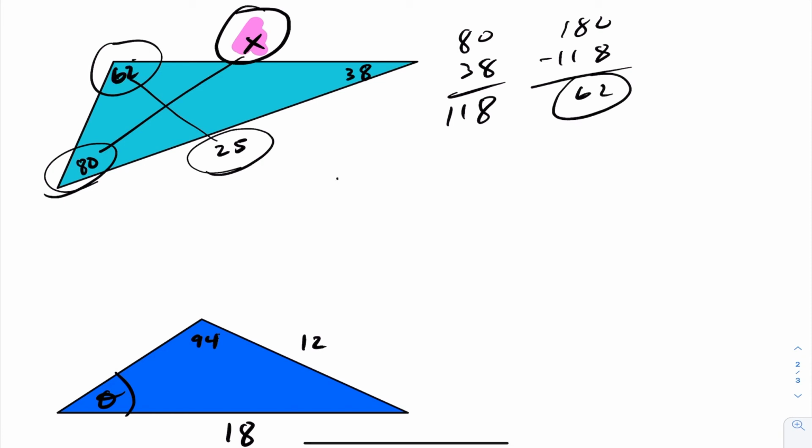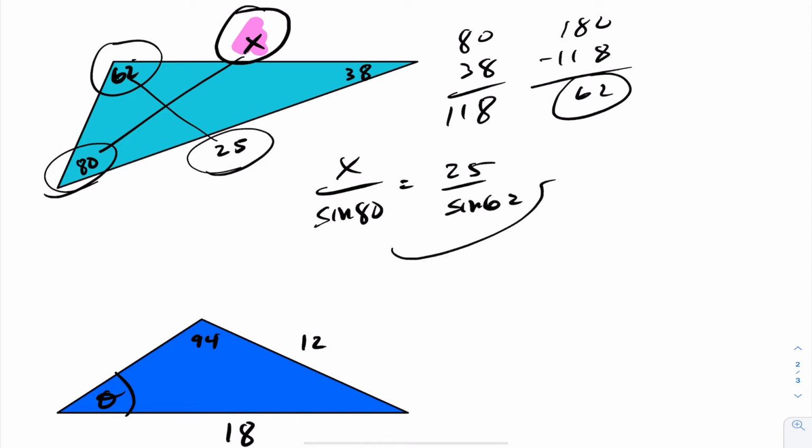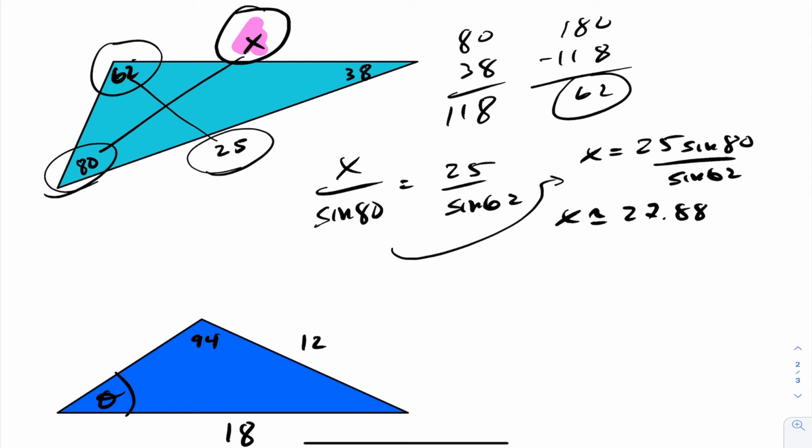So this angle here is 62 degrees. So now I can set up my sine law with length in mind. So this would be x over sine of 80 is going to be 25 over sine of 62, in which case here we get x is equal to 25 sine of 80 over sine of 62, and we get approximately 27.88 for our length.